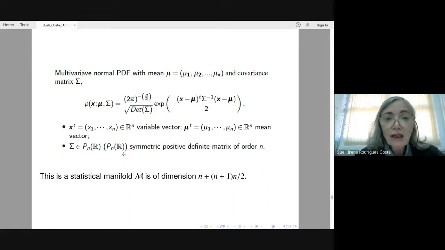Of course, we can calculate the matrix for this distribution, but this is a manifold, just to remark first, this is a manifold of dimension n, which is the number of points of the mean, and plus this number, which is the variation of this matrix here, right? That is the dimension of this manifold, right?